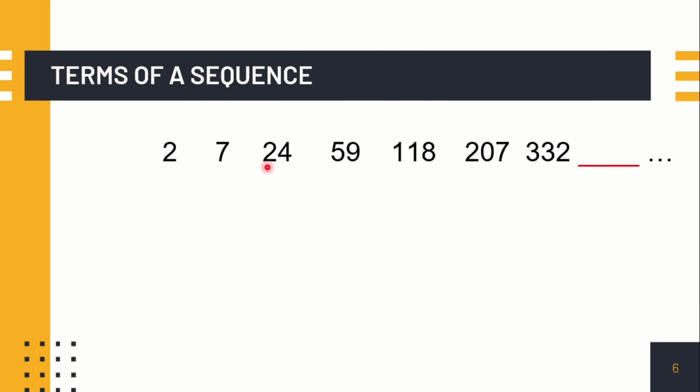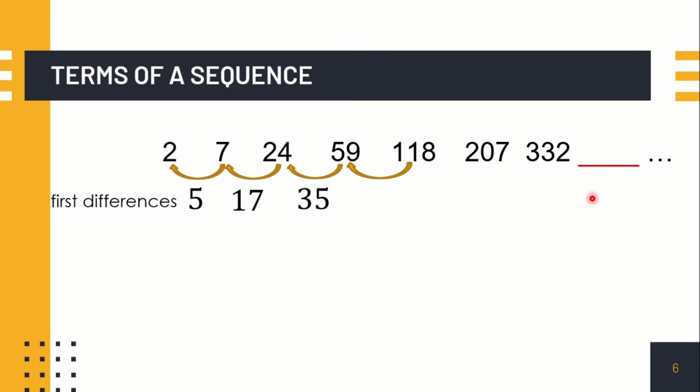Next. We have 2, 7, 24, 59, 118, 207, and 332. We're going to predict the next term. So, first, we're going to get the first differences. 7 minus 2, that is 5. 24 minus 7, that is 17. And 59 minus 24, that is 35. 118 minus 59, that is 59 also. And then 207 minus 118, that is 89. 332 minus 207, that is 125.